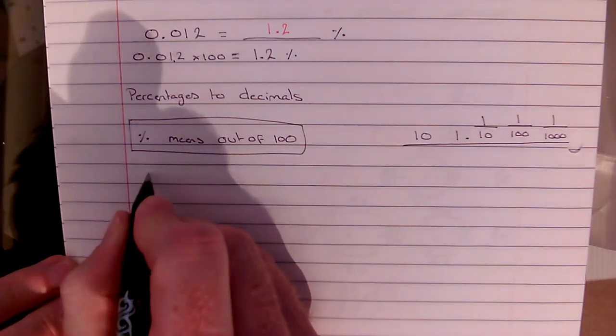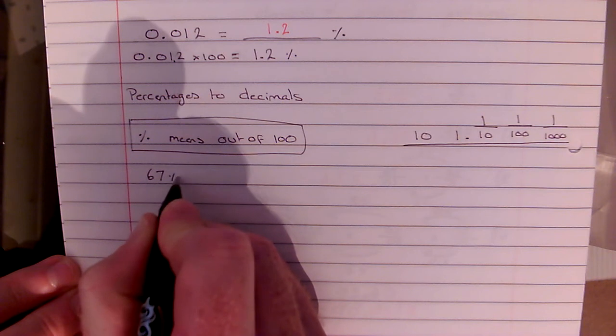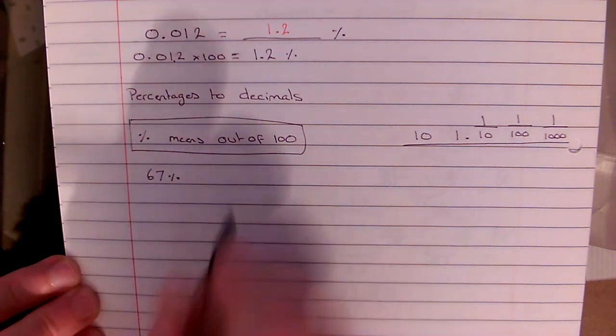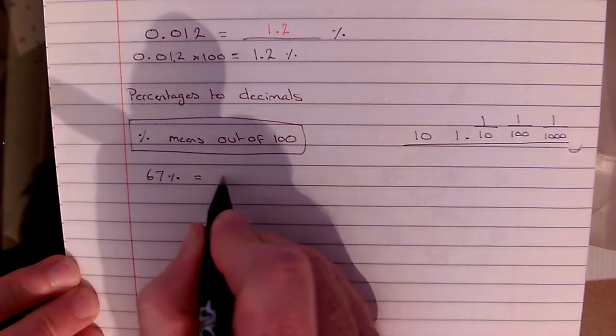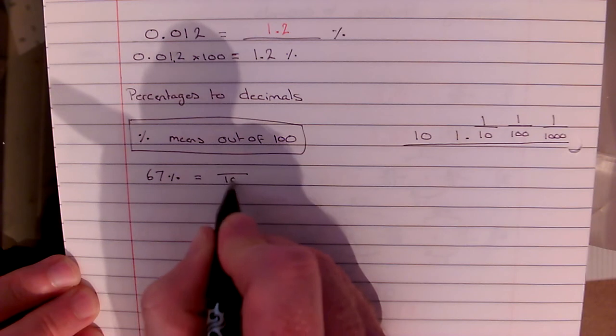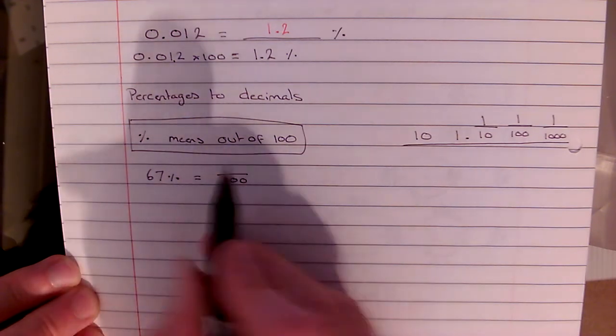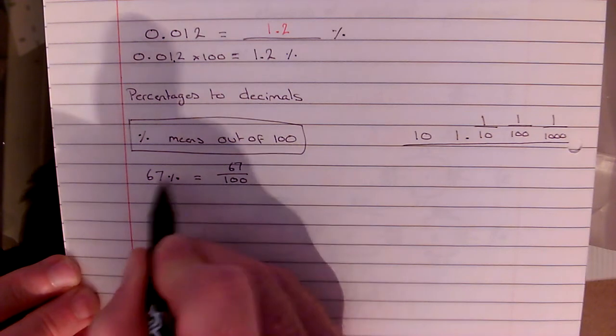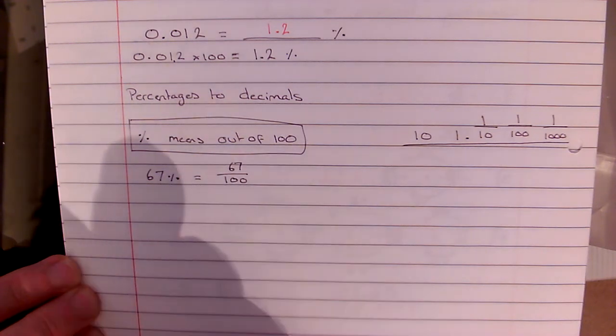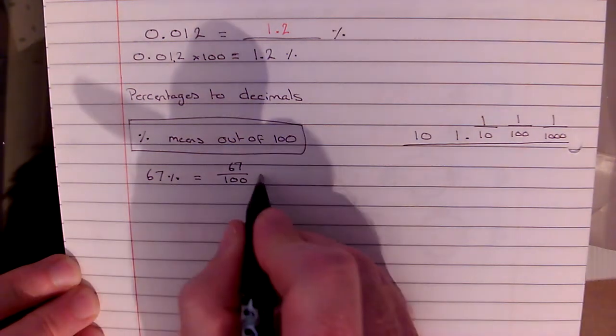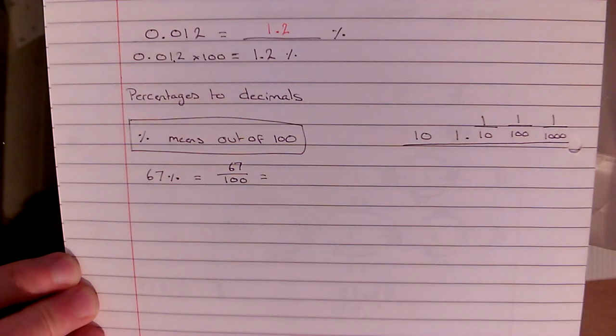Let's say 67%. Now remember it's out of 100, so the first thing I'm going to do is write it as a fraction. 67%. It's going to be 67 out of 100. So that's the first thing I'm going to do.